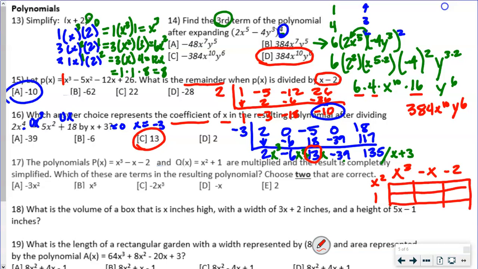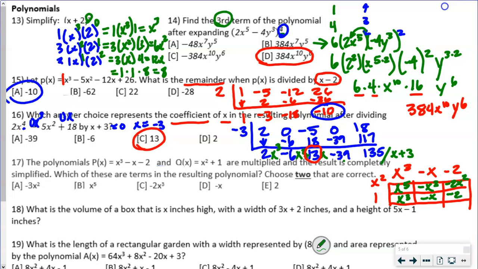So let's see what we get. So this is going to be x to the 5th, isn't it, y'all? Yep, that's x to the 5th. This is going to be minus x to the 3rd minus 2x squared. This is going to be x to the 3rd. This is going to be minus x, and this is going to be minus 2.